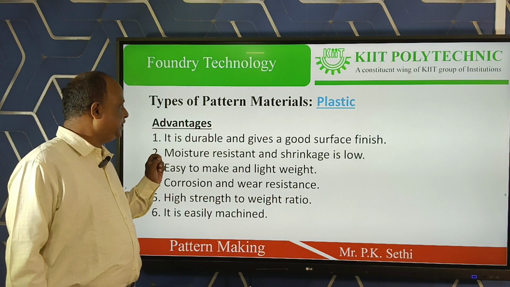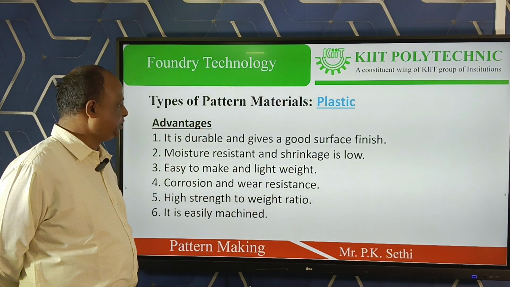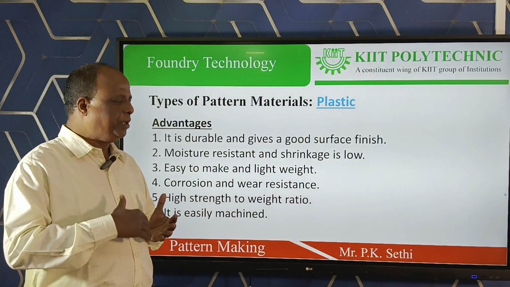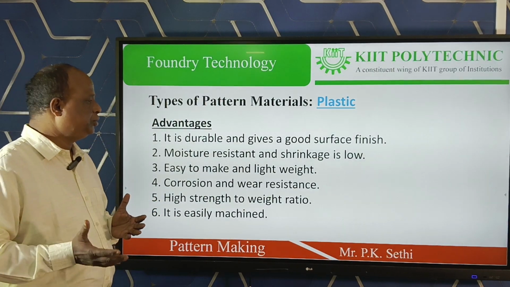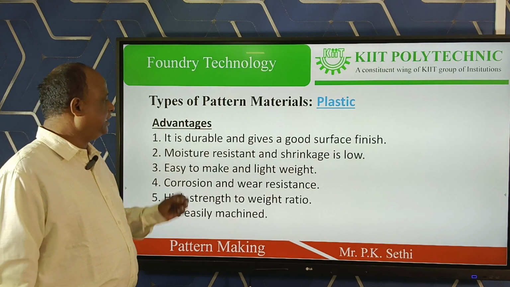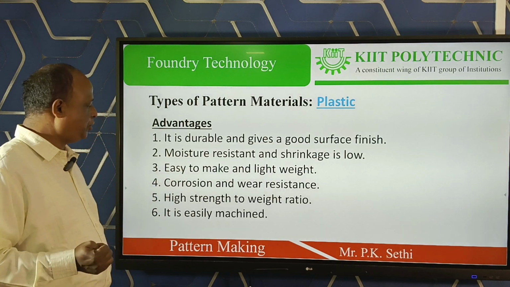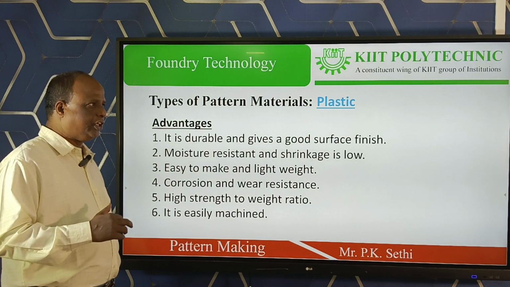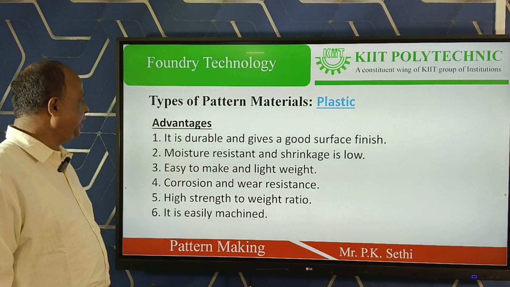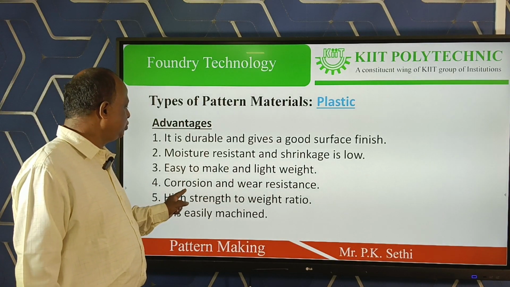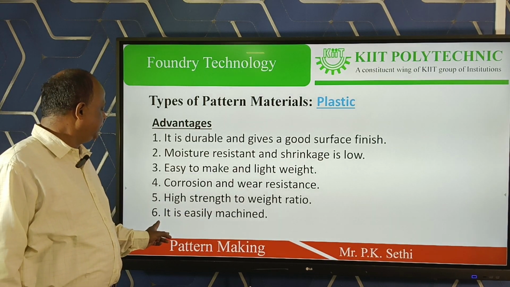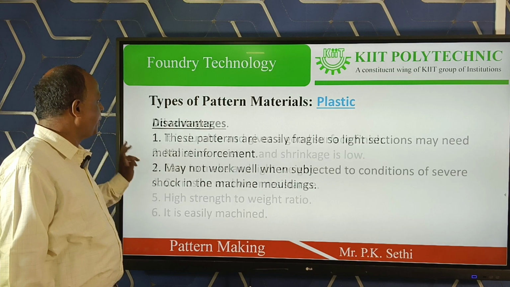Number one, it is durable and it gives a good surface finish. Durable means its lifetime is more and it can be used many times. Number two, it is moisture resistant and shrinkage is low. It does not absorb moisture from the surroundings like metal and get rusted. Third, it is easy to make and lightweight. Fourth, corrosion and wear resistance. Fifth, high strength to weight ratio, and sixth, it is easily machined.